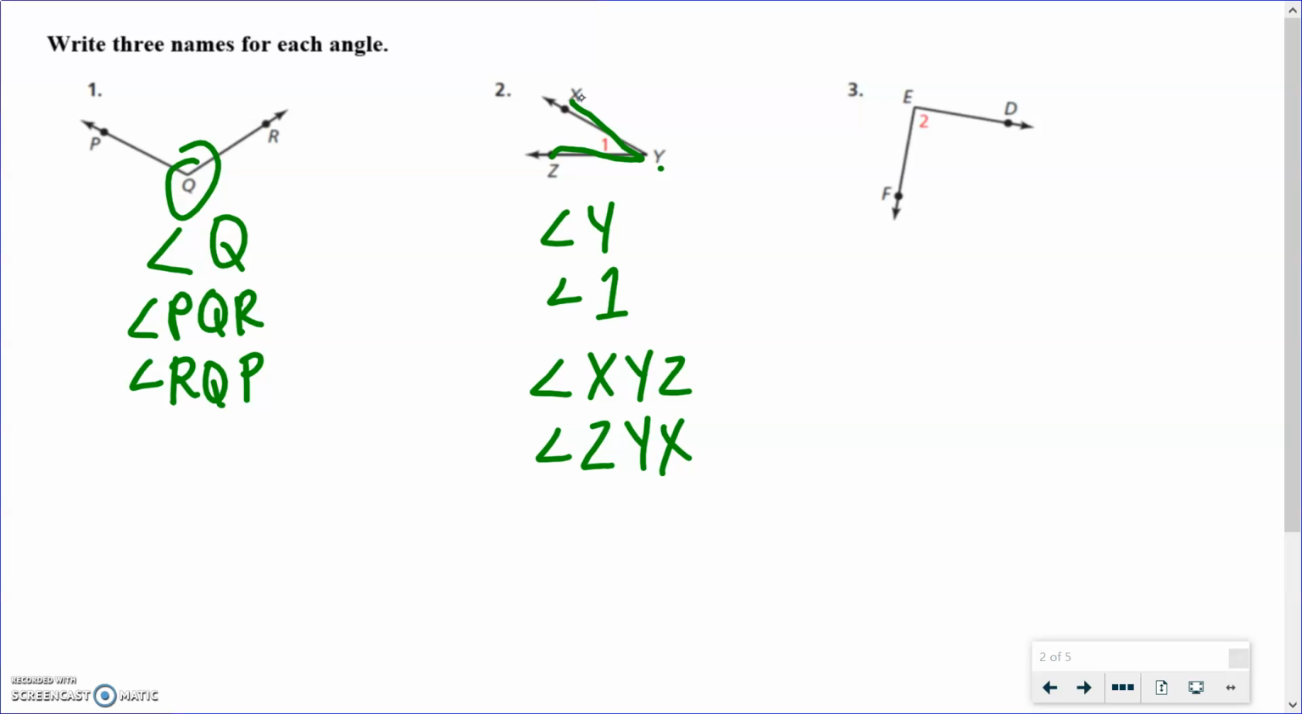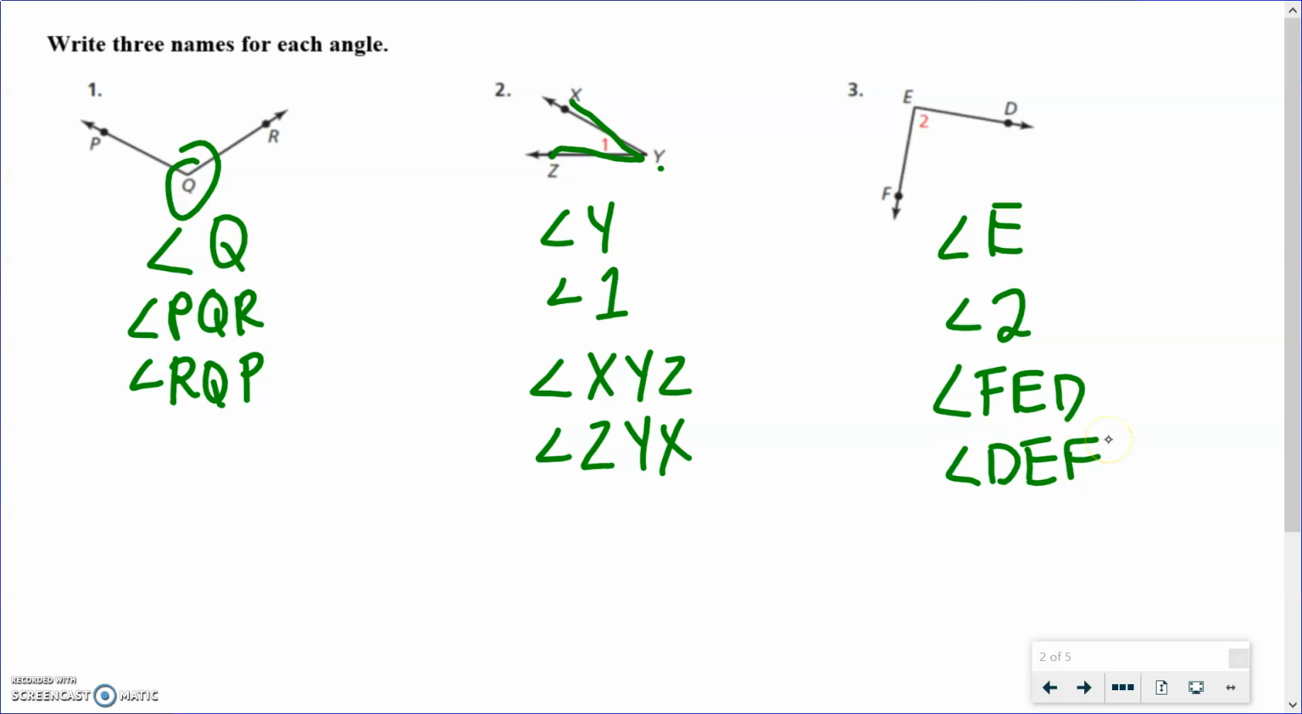All right, and then also naming this one, we can call it angle E, we can call it angle 2, we can call it angle FED, or we can call it angle DEF, okay?